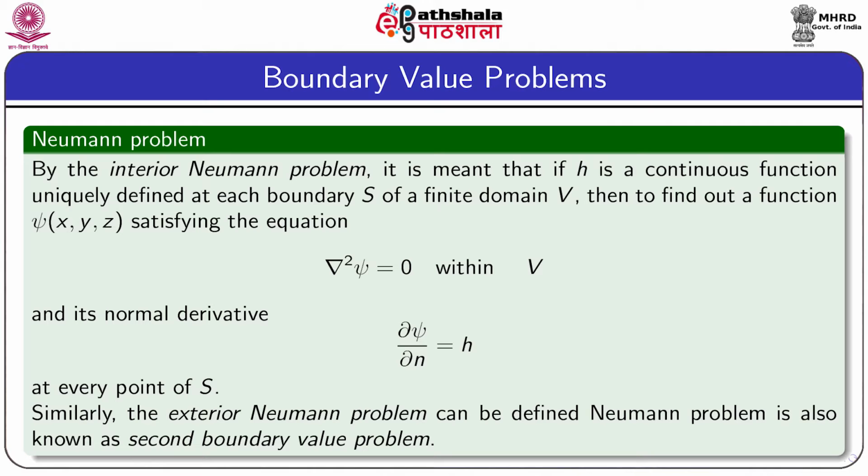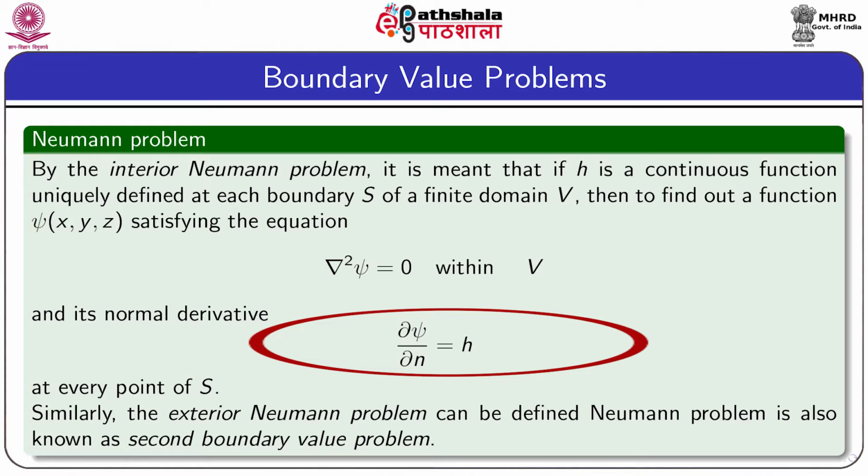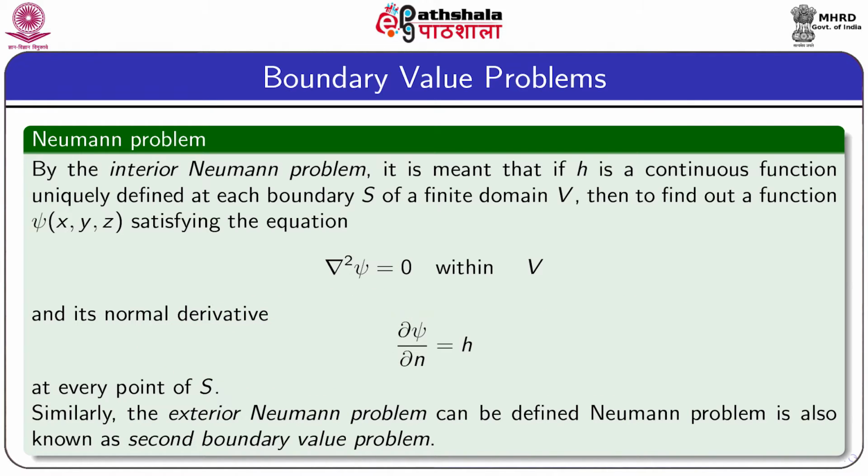Now I am going to discuss about Neumann problem. So, in Neumann problem, the function psi will satisfy the Laplace equation grad square psi equals to 0 within V if it is an interior Neumann problem and its normal derivative del psi del n equals to some function h at every point on the boundary of V, that is on S.